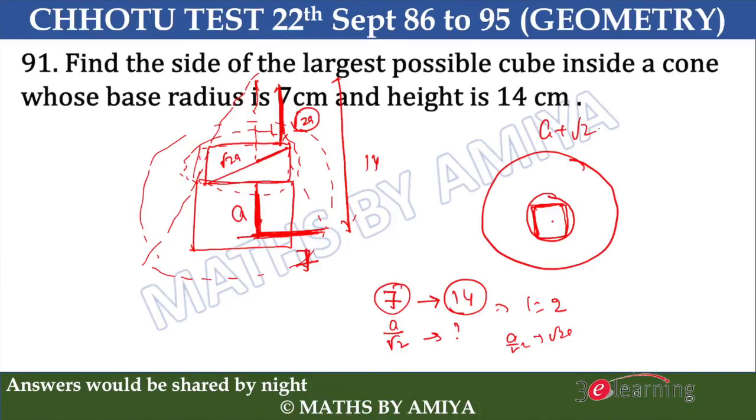So A plus root 2 A is 14 units, the total height. So A is 14 upon (root 2 plus 1), or A is 14 into (root 2 minus 1). So this is the side of the largest possible cube inside this cone. That is 14 (root 2 minus 1). Now we need to solve question number 92.